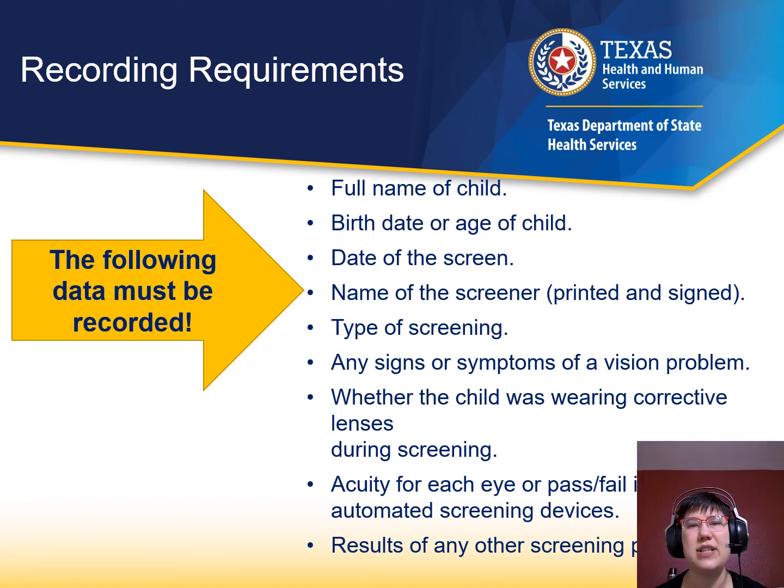And the requirements for recording is the full name of the child, the birth date or age of the child, the date of the screen, the name of the screener printed and signed, the type of screening, any signs and symptoms of a vision problem, whether the child was wearing corrective lenses during screening, the acuity for each eye and/or pass-fail, and pass-fail is for automated screening devices, plus the results of any other screening.